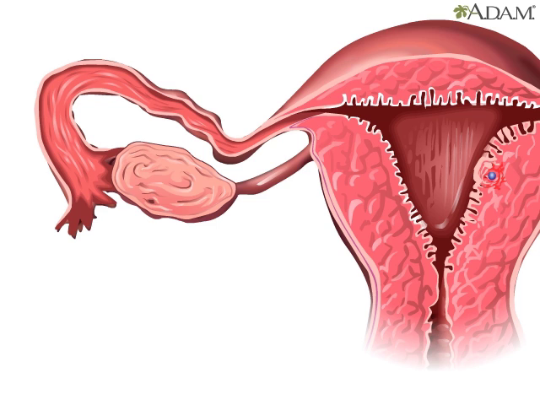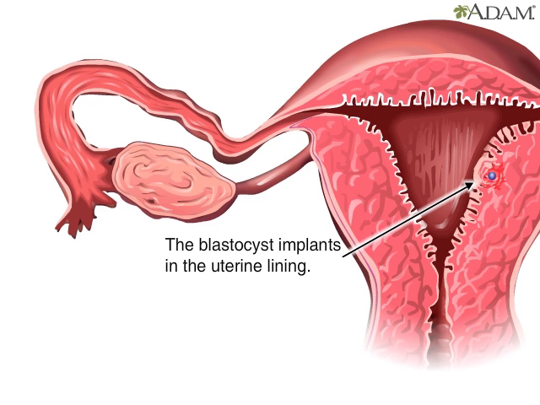During the critically important process of implantation, the blastocyst must attach itself to the lining of the uterus, or the pregnancy will not survive. The blastocyst lands on the wall of the uterus. Label appears. The blastocyst implants in the uterine lining.